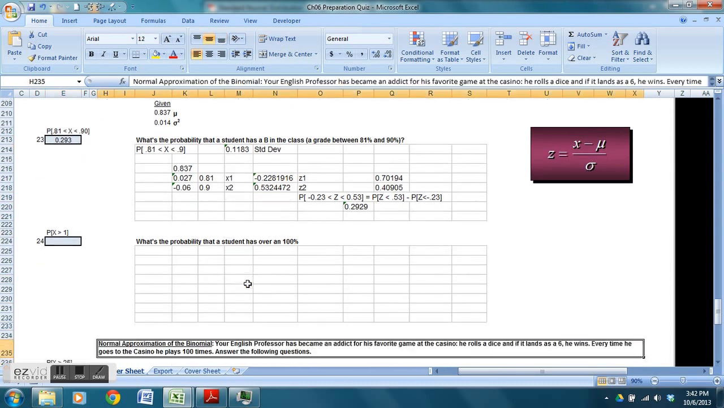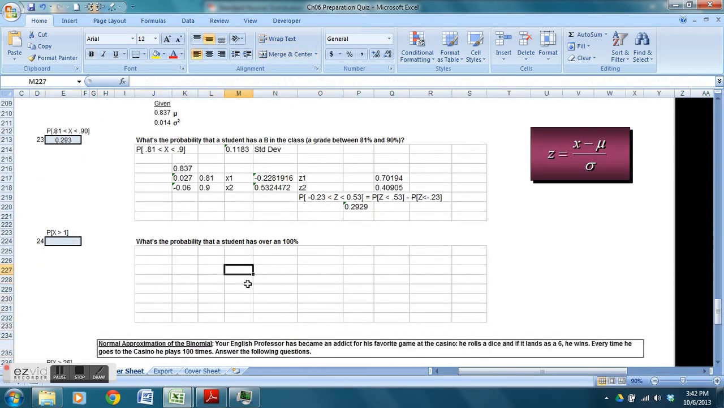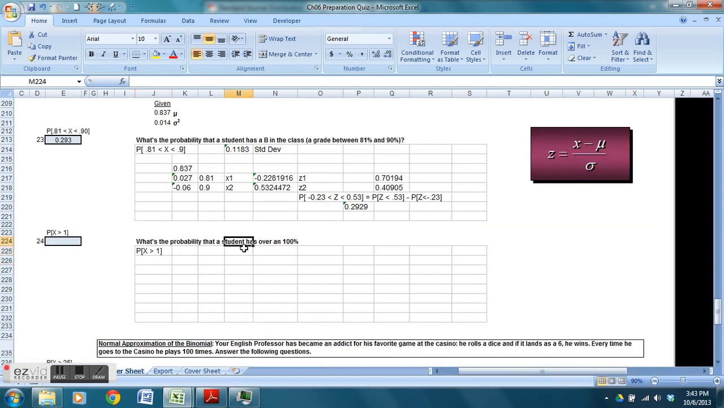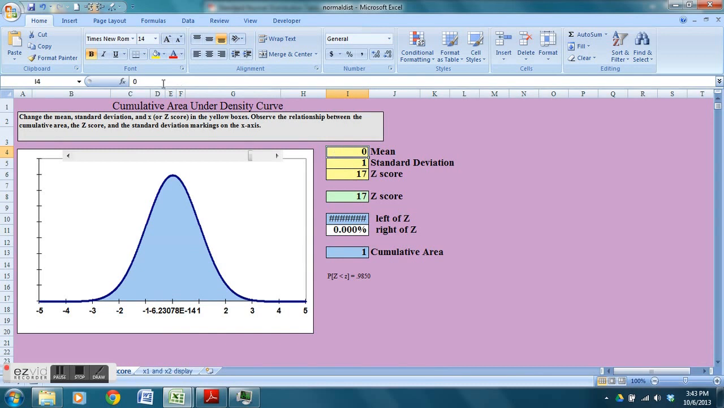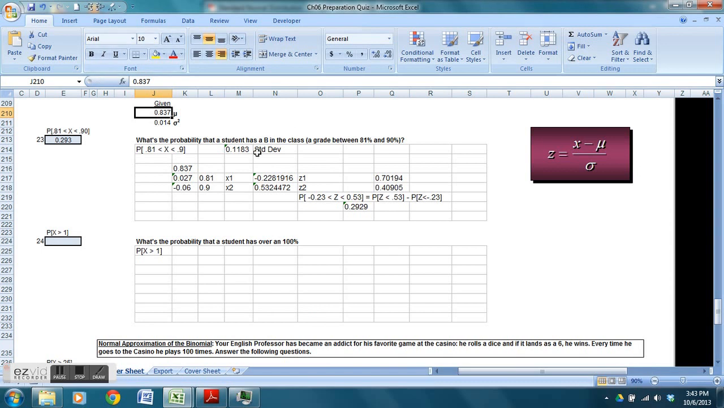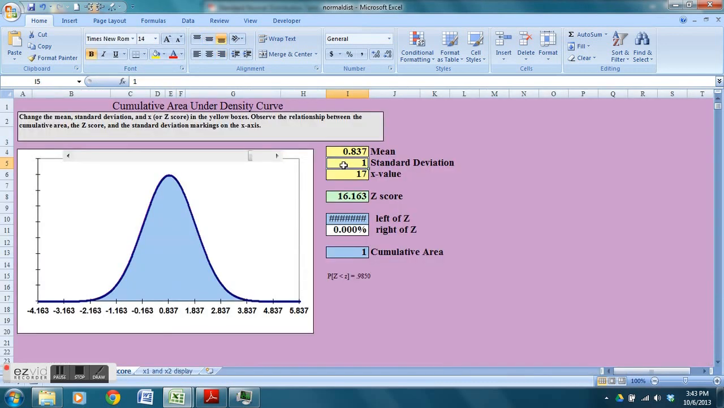Alright, so people can have over 100% in the class. So what's the probability that a student has over 100% in the class? Well, first thing we want to do, let's just write out what we want. Probability that x is greater than 1. So here we want to draw the standard normal. The mean is 0.837. The standard deviation is 0.1183.